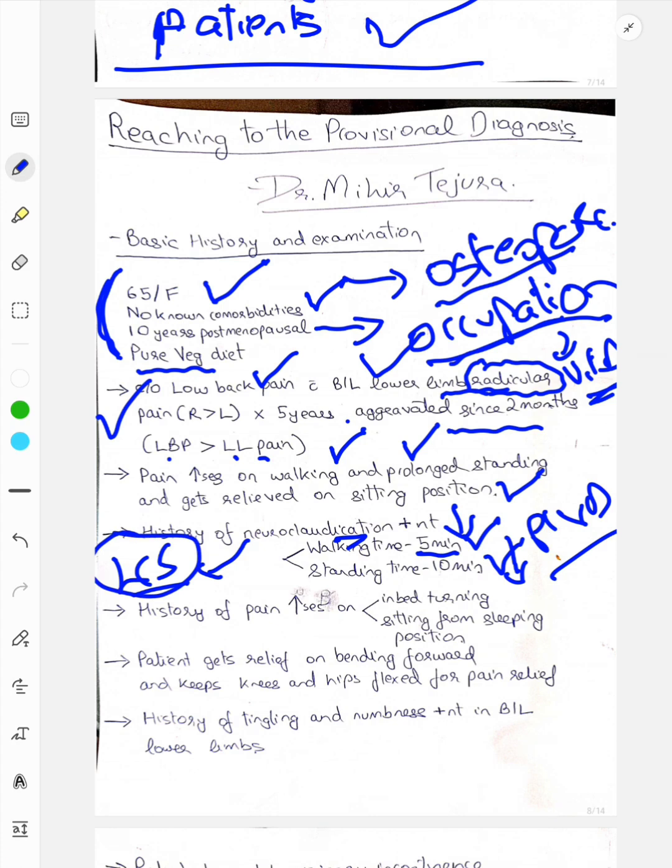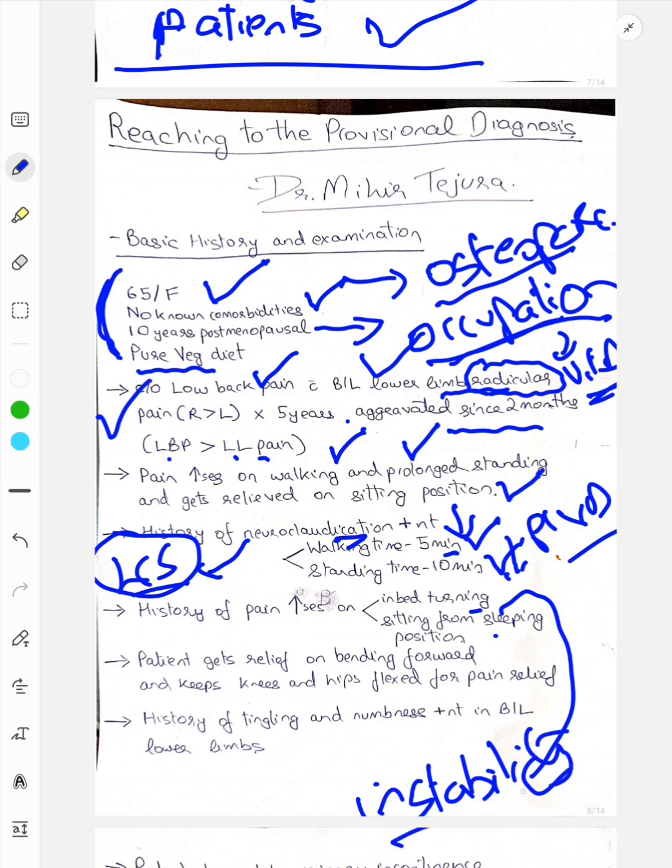Now, additionally, a few of the aggravating factors, like let's suppose this lady is having pain that increases on in-bed turning and sitting from sleeping position. So whenever there is pain increasing on in-bed turning and suddenly sitting from sleeping position, you are looking at a picture of instability. This pain is due to instability. And what might cause the instability at the spine? The picture of listhesis might be causing instability at the spine.